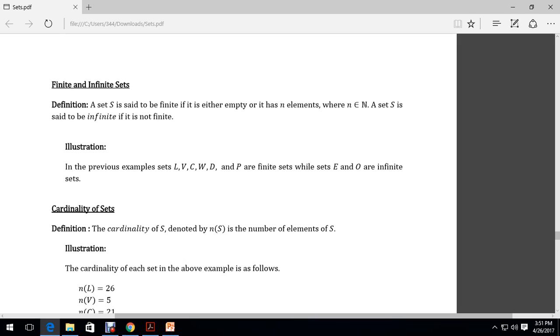Now, recall in our previous illustration the sets L, V, C, W, D, and P. If we're going to try to identify whether these sets are finite or infinite, we know that sets L, V, C, W, and D, as well as P, are finite sets, while sets E and O are infinite sets.